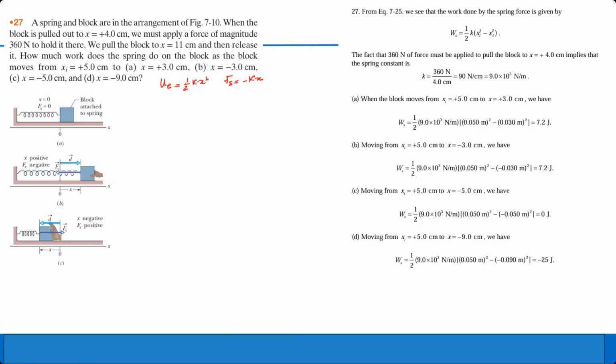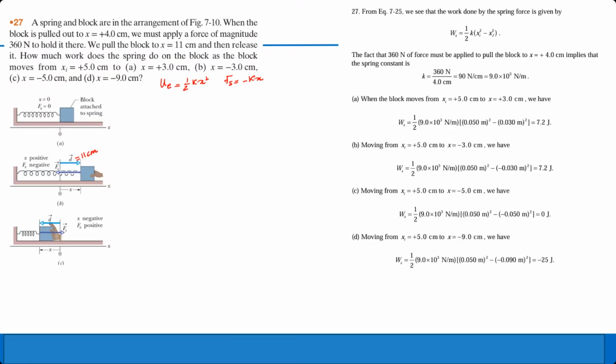We pull the block to x equals 11 centimeters. This is basically in figure B. So we pull it by 11 centimeters and then we release it. How much work does the spring do on the block as the block moves from x initial equals +5 to x equals 3 centimeters?